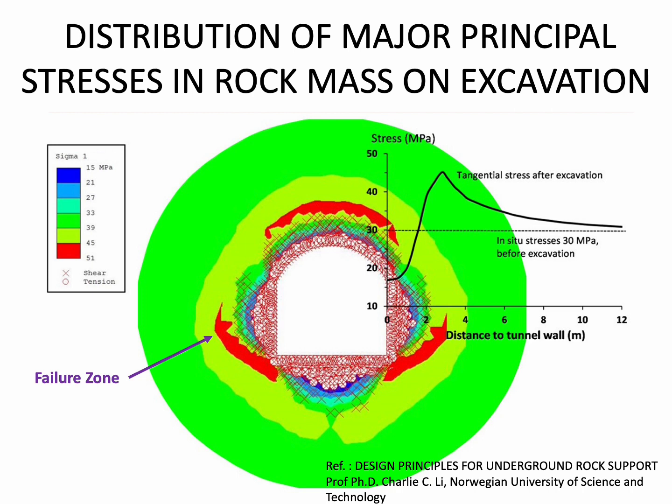I would like to refer to an article, Design Principles for Underground Rock Support by Professor Charlie of Norwegian University of Science and Technology, which gives the distribution of major principal stresses in rock mass after excavation. The previously seen stresses, tangential stresses, now in practice would have a distribution as shown in this graph.